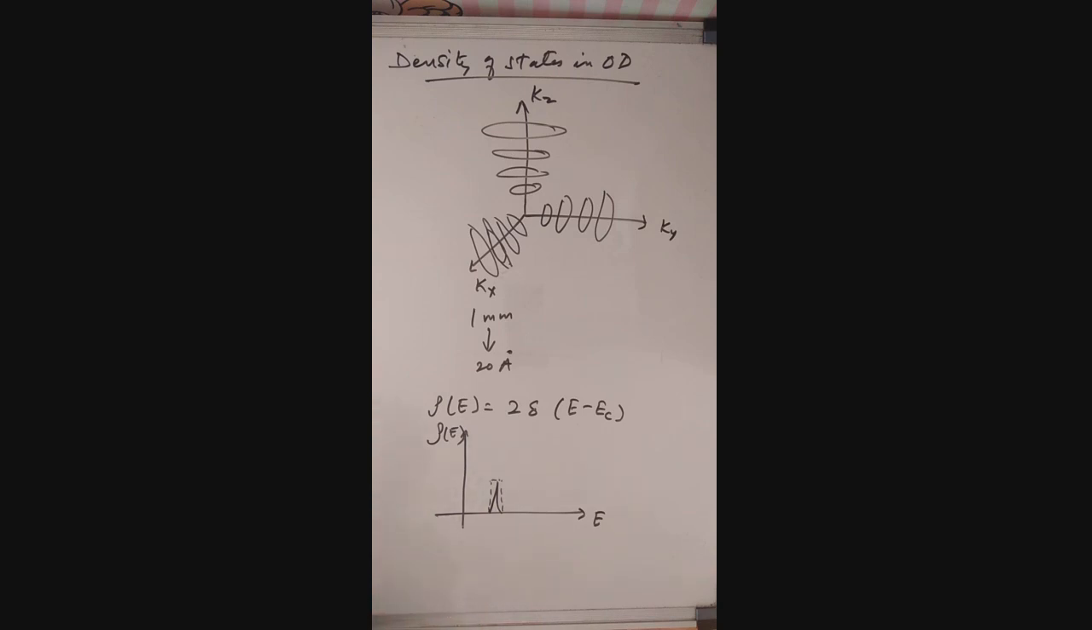In 0D, you simply have to mention that the electron is trapped inside a box. It cannot go in any of the dimensions. So we have to show it like this. Here you can end up with all the things, and here our density of states topic ends.